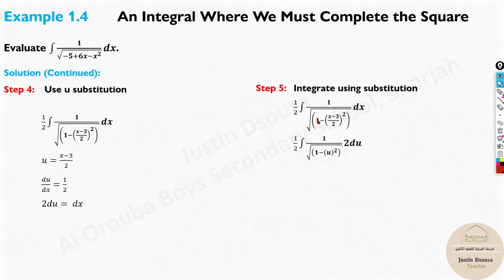Substitute everything back here. Now this half and 2 cancel off, and you're remaining only with this term, which is sine inverse u plus c. But that is not the answer. This is our answer, that is sine inverse (x minus 3 by 2) plus c. It's a bit lengthy. Please do practice problems, do similar problems, practice them, and you will get a hang of it.